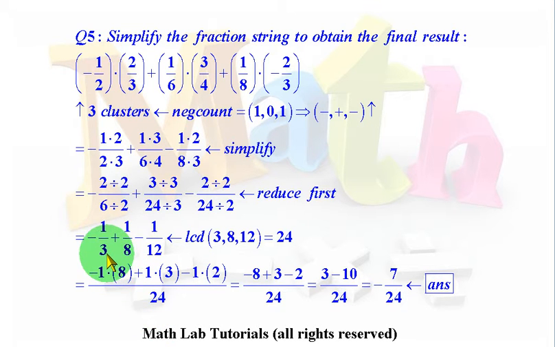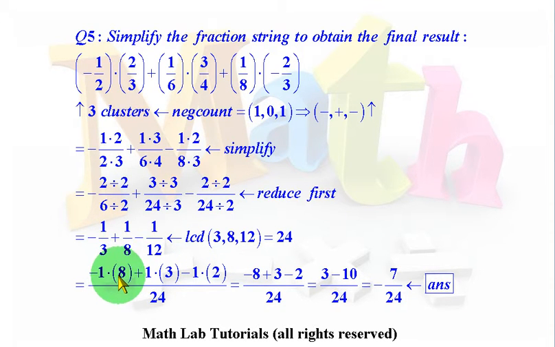24 divided by 3 is 8. Drop the 8 down. 24 divided by 8 is 3. Drop the 3 down. And then 24 divided by 12 is 2. Put the 2 inside the bin. Now the bins are all full. And we have an integer string basically on top.